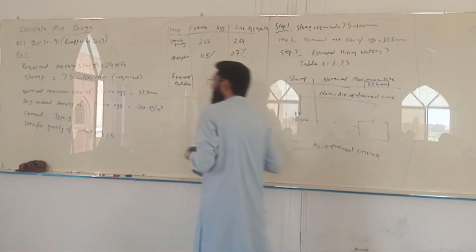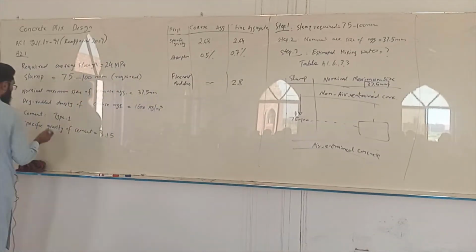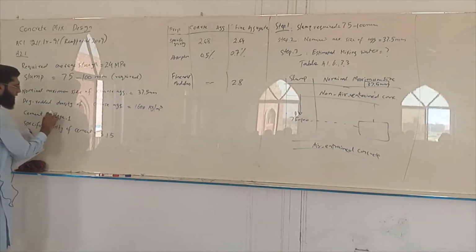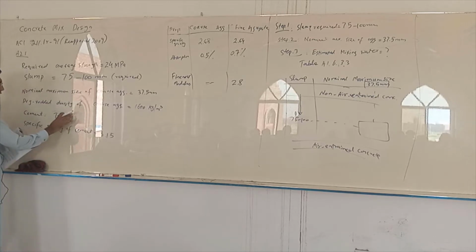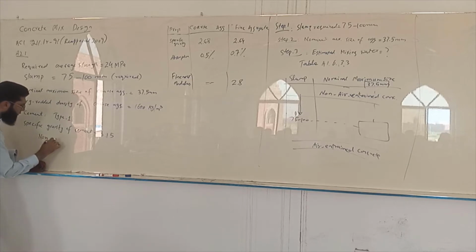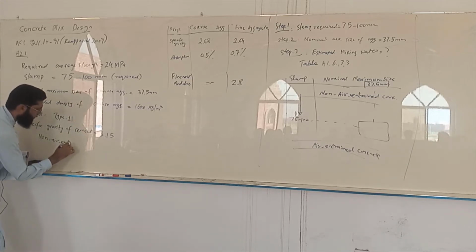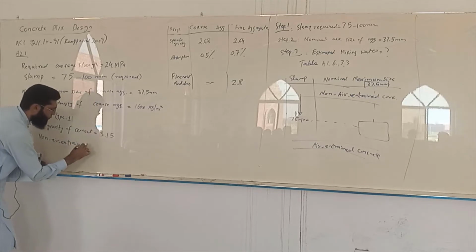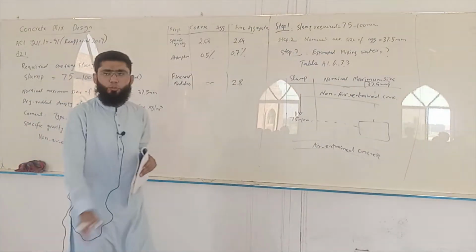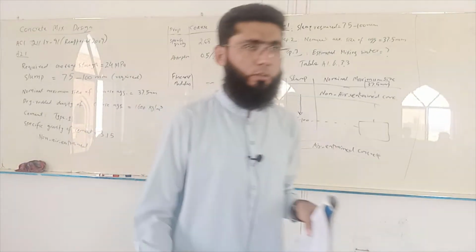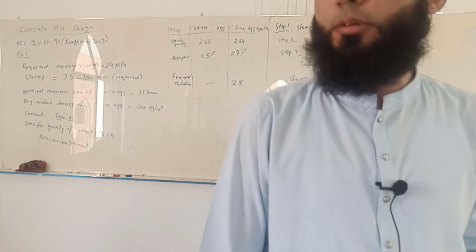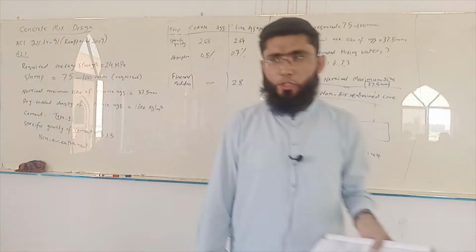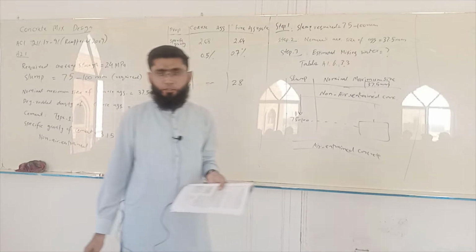So if you want to write it, we are going to use type 1 cement, and the concrete that we are going to use is non-air entrained. Air entrained concrete is used for improving the resistance of concrete to freeze and thaw cycles. So we don't have any such problem. We're not expecting any such problem, so we're going to use the non-air entrained concrete.